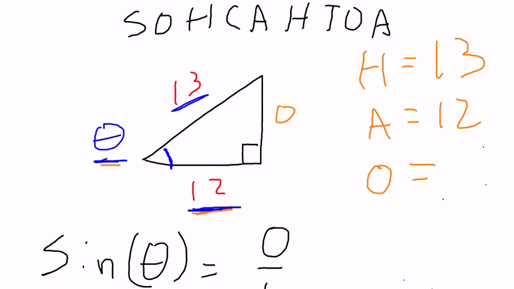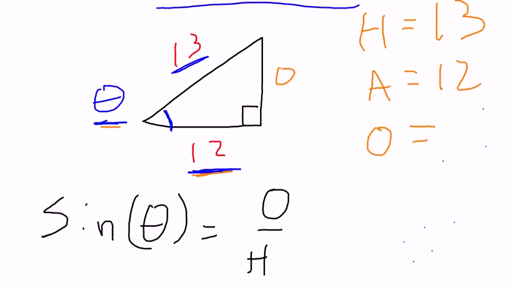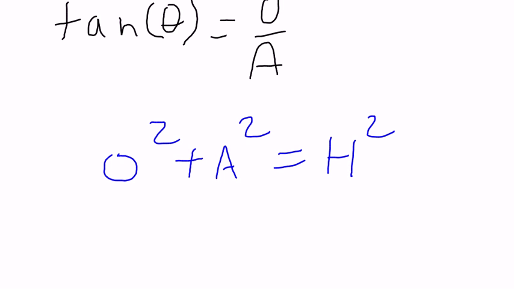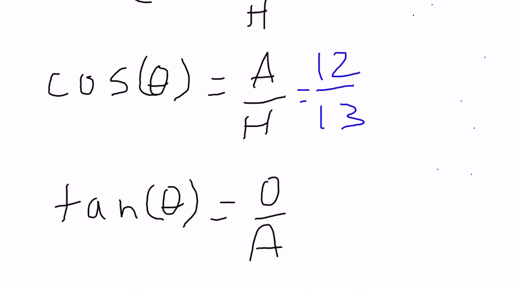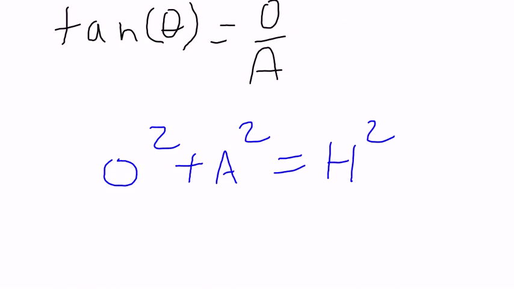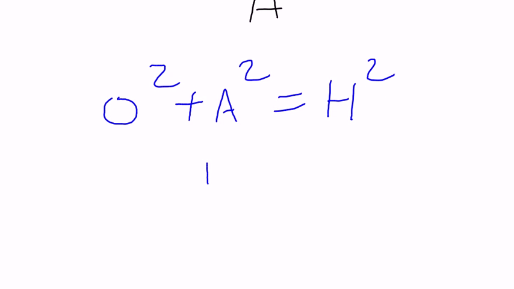We use Pythagorean's theorem. SOHCAHTOA and Pythagorean's theorem. I'll go way down here to the bottom. So opposite squared plus adjacent squared equals hypotenuse squared. We know the adjacent side. The adjacent is 12, hypotenuse is 13. So we can fill those two values in. The adjacent is 12, the hypotenuse is 13.